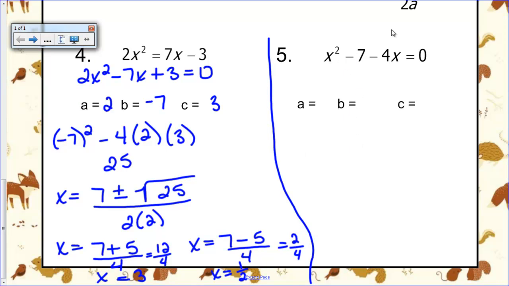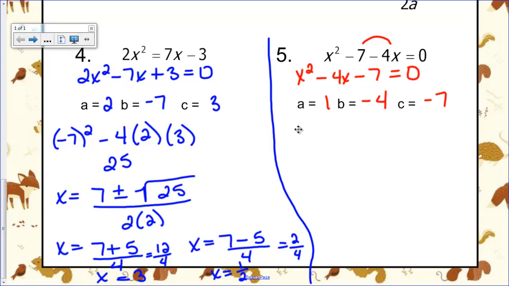So now this one is not in standard form. It does equal 0, but it's not in the right order. So remember, I've got to put the x after the x squared. So I'm going to rewrite this as x squared minus 4x minus 7. So I just flip-flopped these two. Is equal to 0. So I have that a is 1, b is negative 4, and c is negative 7.